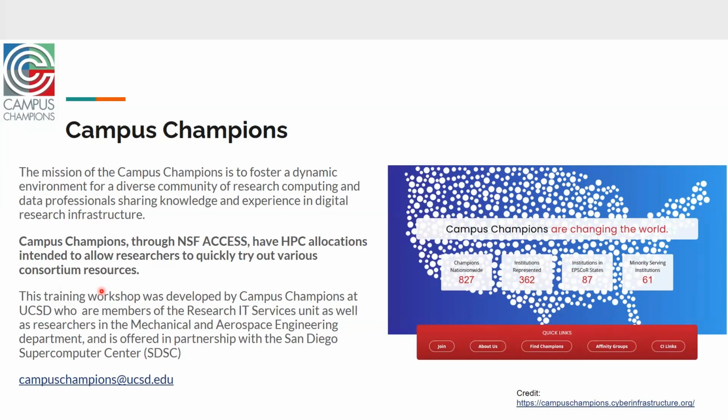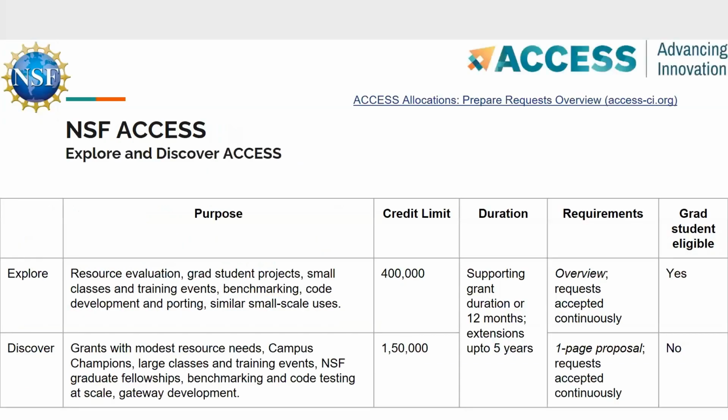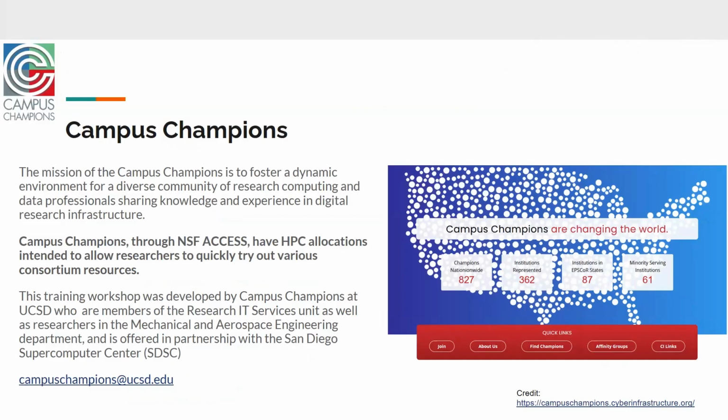I see a question. Is the compute credit for Discover supposed to be 1.5 million or 150,000? Thank you for that. That's a typo. It's 1.5 million.